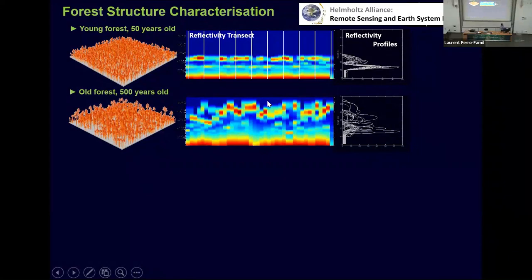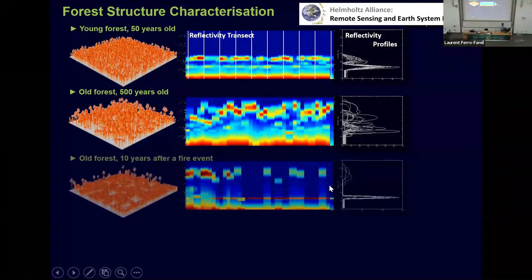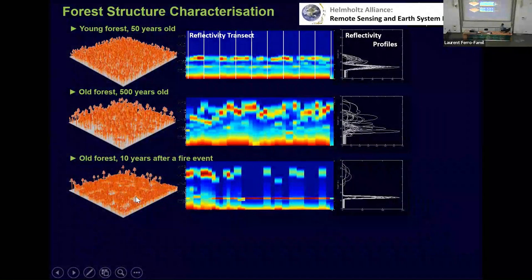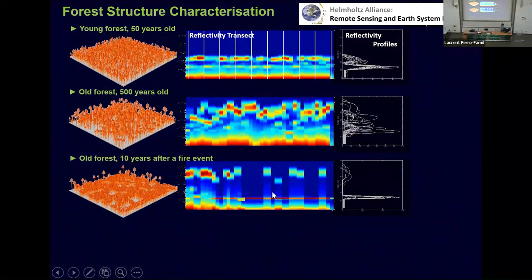And here you see an increase of the variability of these profiles, both in the vertical and the horizontal direction. Then you may also have a fire event. For instance, here it was a very selective fire, so you see only squares were burning. Anyway, it doesn't matter.